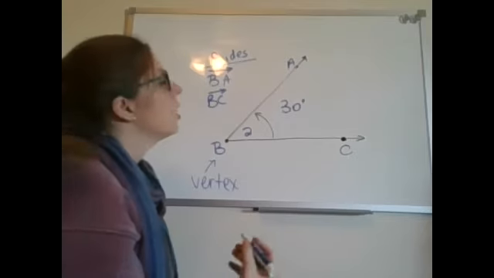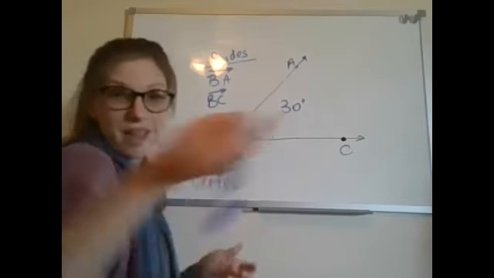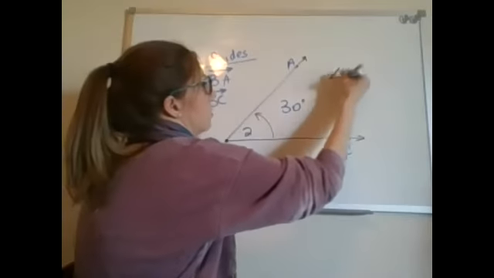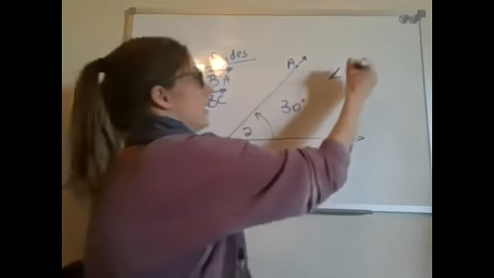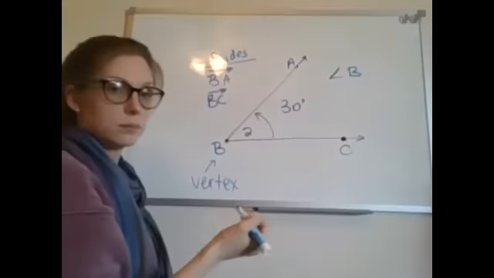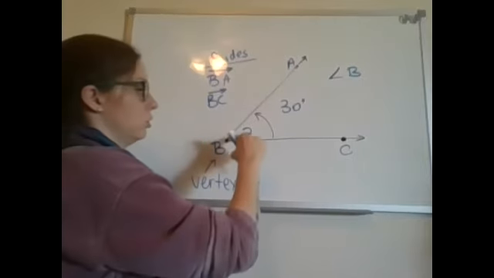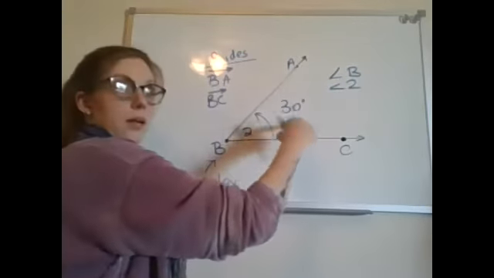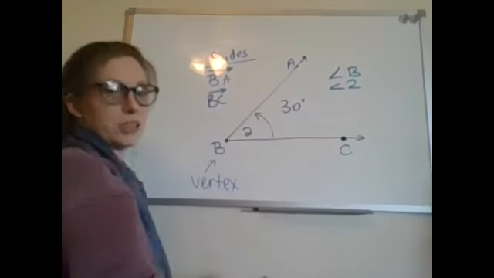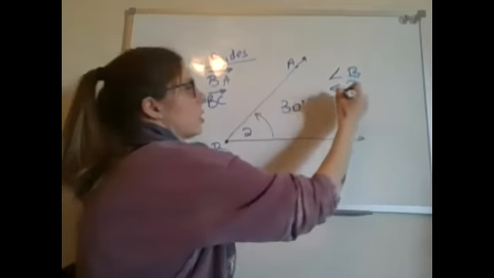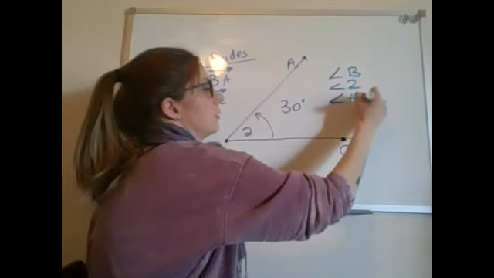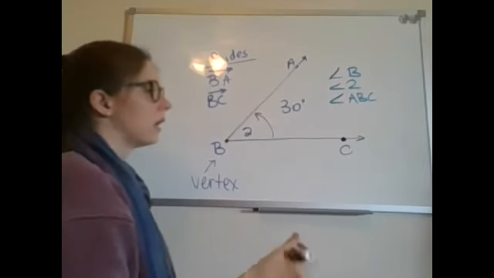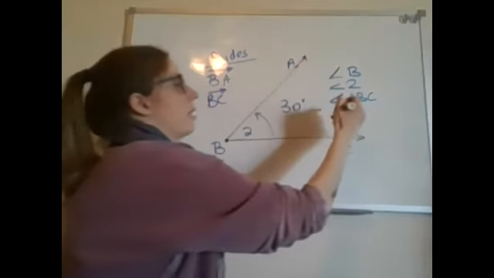Okay, so let's name it. So we could call this angle B with the vertex. We can call it angle 2 by its angle number. Notice it's not angle 30, it's angle 2. The 30 is its measurement. We could call it angle ABC. Notice B is in the middle because it's the vertex. We could also call it angle CBA.